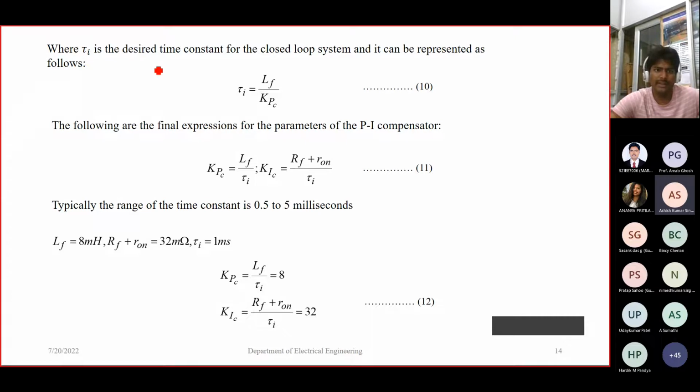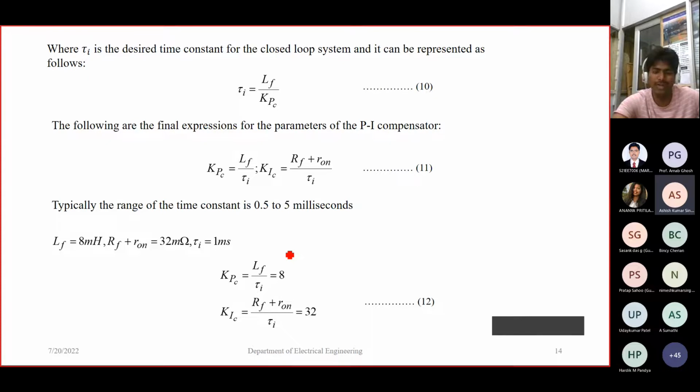Actually, the desired time constant for the closed-loop system can be represented in equation 10. Typically the range of the time constant is 0.5 to 5 milliseconds. Equation 12 shows the KP and KI values. From this slide you can understand how to design the KP and KI values in the closed-loop current control of the voltage source converter.